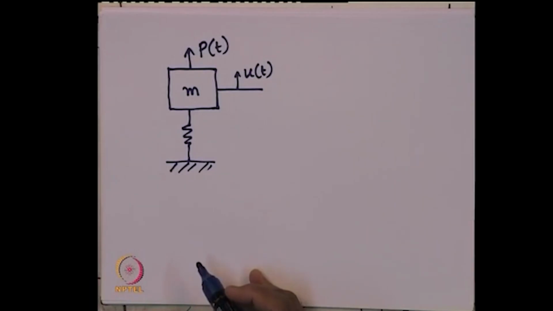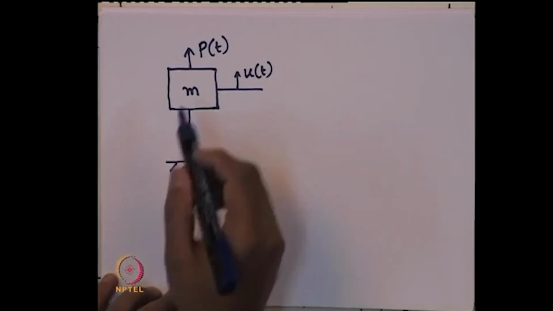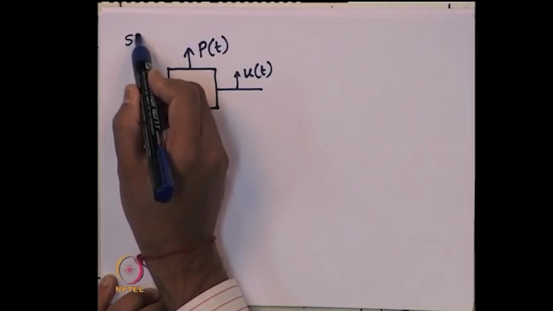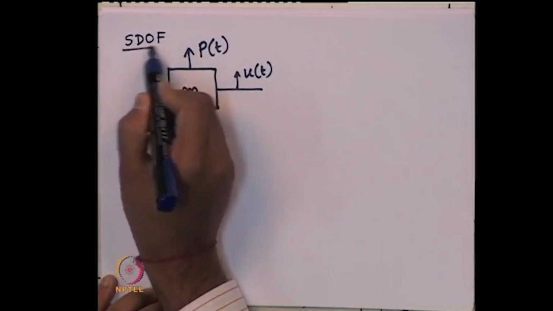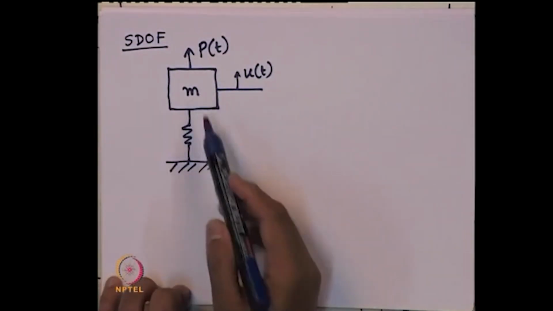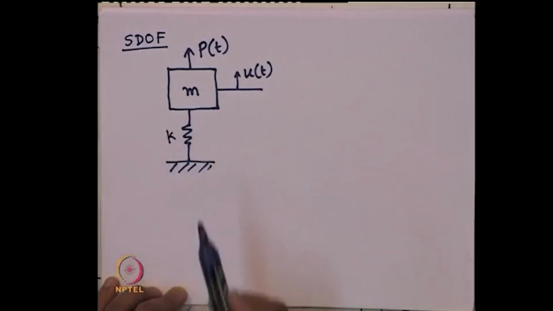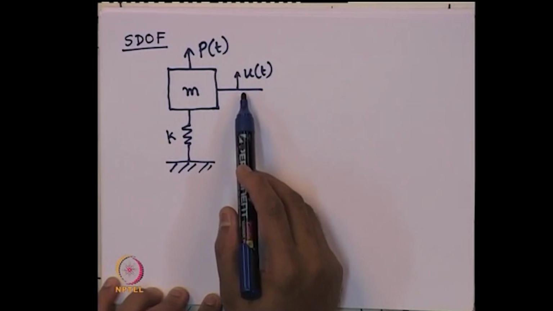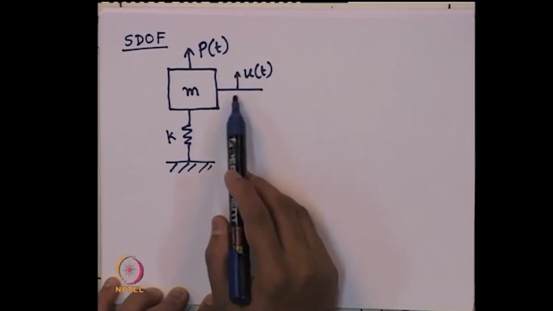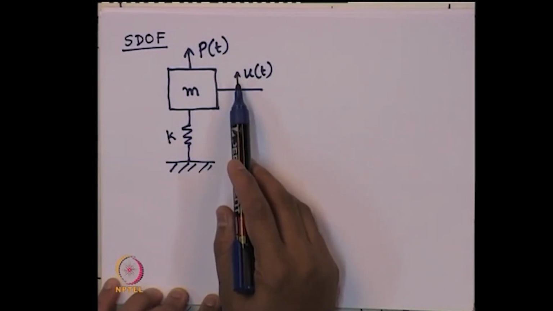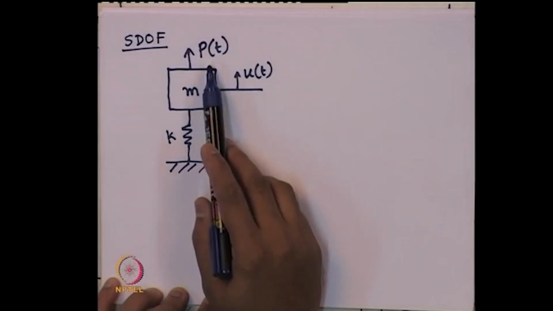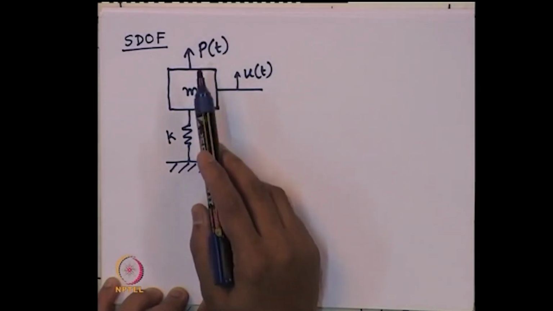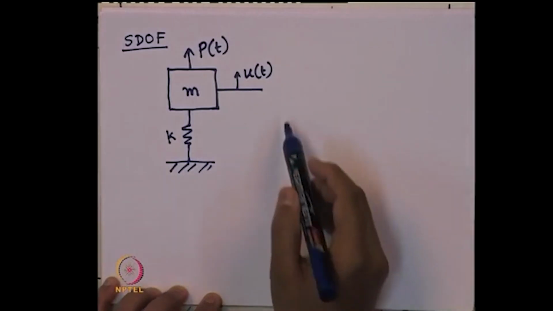Let us say this is a single degree of freedom system, as we know, an SDOF system with mass m and spring constant k, and u(t) is the single degree of freedom which defines its position at any instant of time, and p(t) is the externally applied dynamic load on the system.